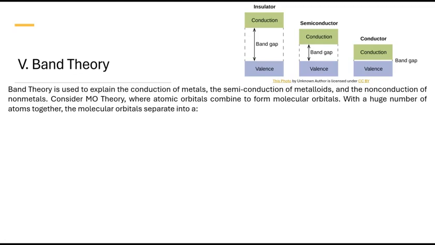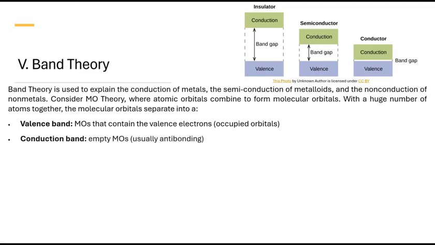5. Band theory. Band theory is used to explain the conduction of metals, the semiconduction of metalloids, and the non-conduction of nonmetals. Consider MO theory, where atomic orbitals combine to form molecular orbitals. With a huge number of atoms together, we can separate the MO orbitals into a valence band. These are the bonding MOs. These are the MOs that will contain valence electrons, occupied. And then the anti-bonding MOs we can break into the conduction band, and they're empty.